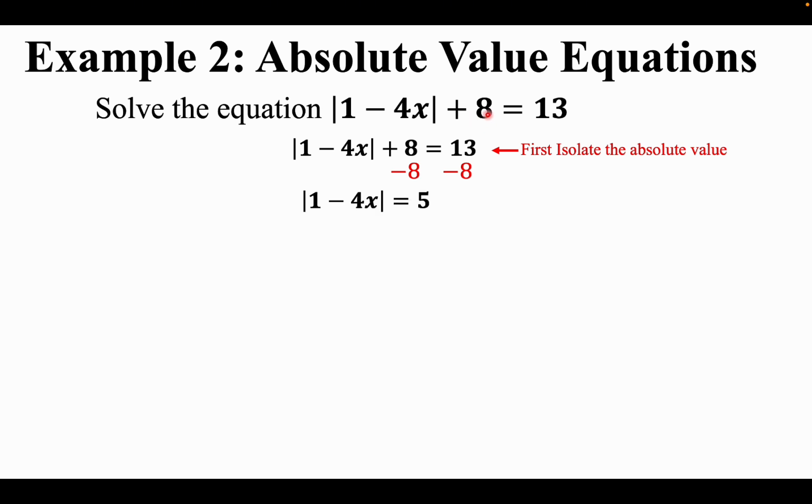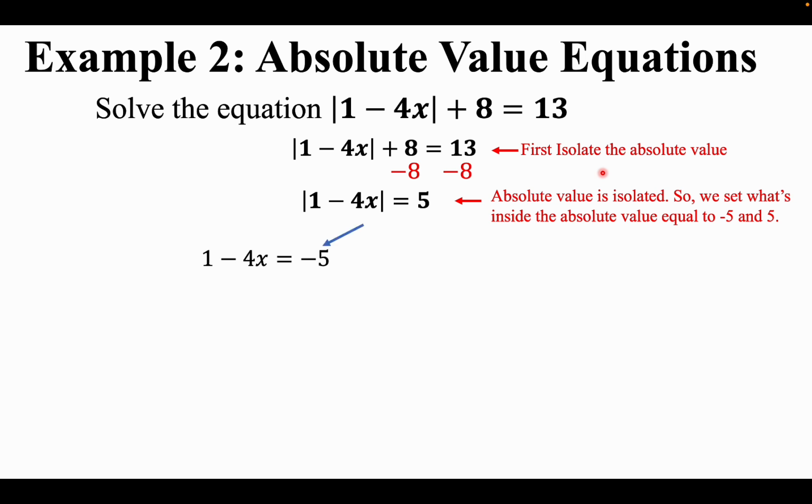Now, step 2 says that once the absolute value is isolated, what is it set equal to? If it's equal to a positive number, you're going to make 2 equations out of this. One of them would be what's inside the absolute value equal to the negative of that number, or what's inside the absolute value equal to that number. And then you solve symbolically for x.